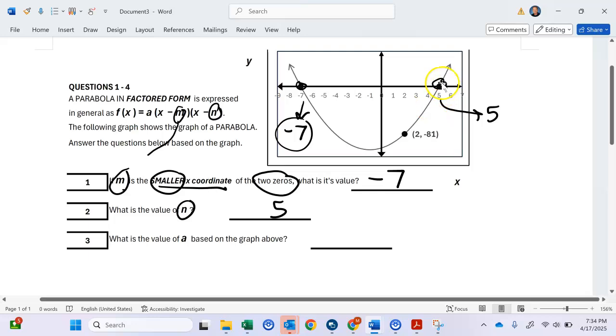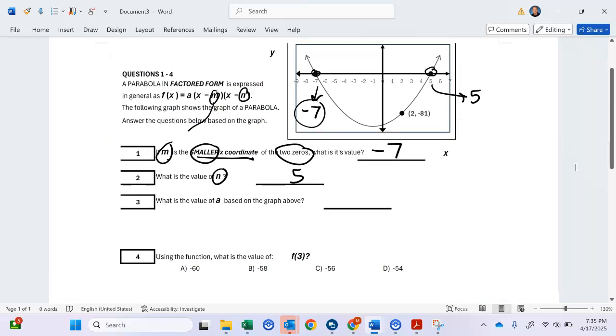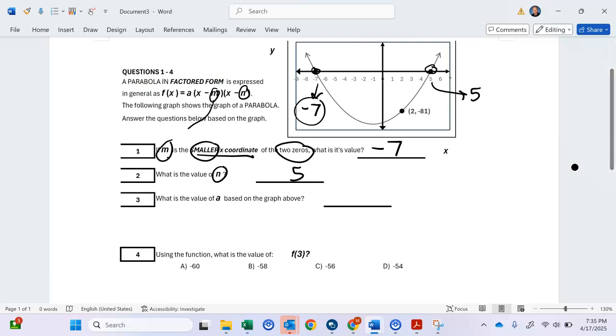Because remember, a needs to go through here, and through there. So now we know that the equation that we need to get is we have this equation right here, correct? So now what we need to do is we need to get f of x, and we need to do the factored part. So we're going to have a, right? And then we have parentheses, and then we're going to get the first part right here, right? It's going to be x, and then -7.